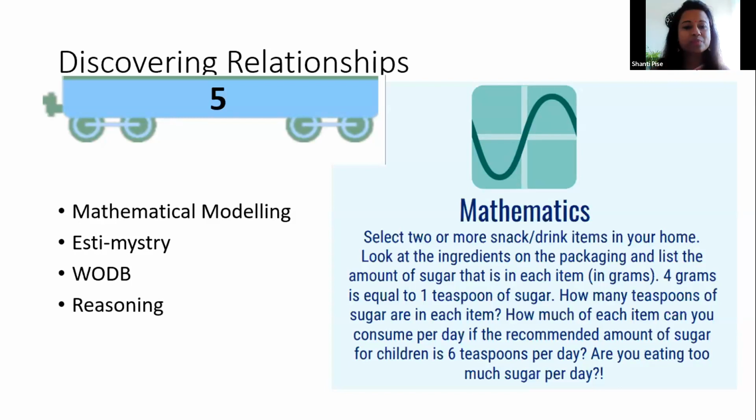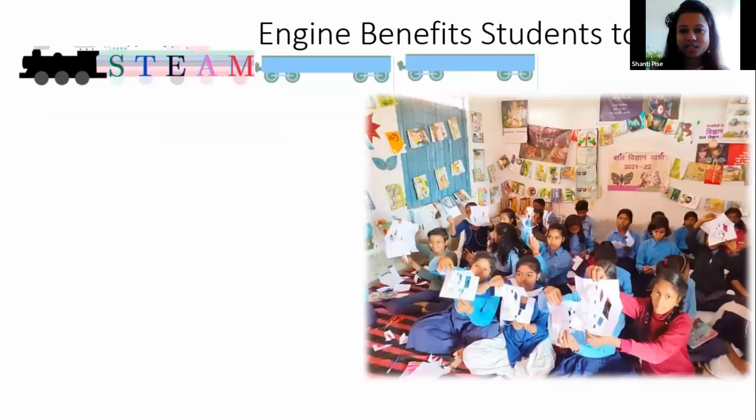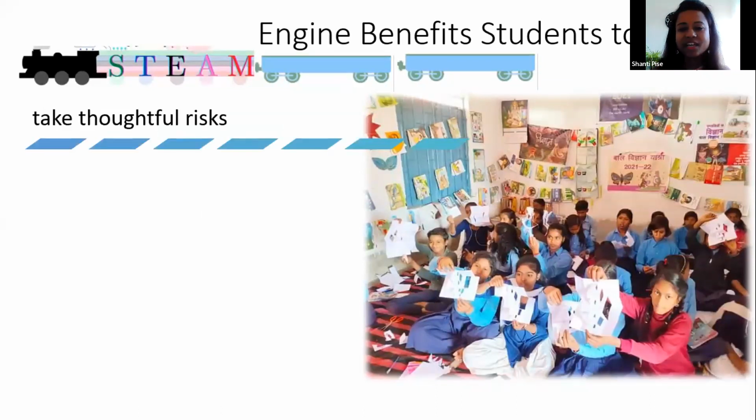And of course reasoning, which I think all of you are doing. Along with this, the last aspect but not the least: because of STEAM, the benefit the students will get is that they will be ready to take thoughtful risk, isn't it? Thoughtful risk means they will be ready to take risks in their life also, but thoughtfully and scientifically. They will not take a decision just because somebody is saying so or because of a WhatsApp forward. They will think critically and decide.